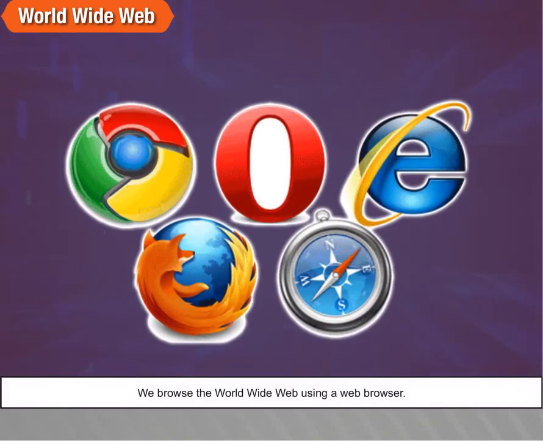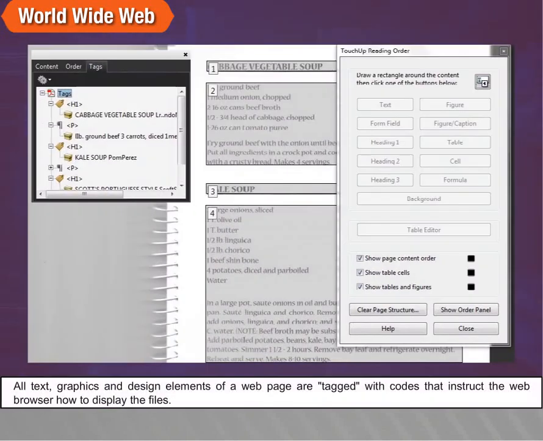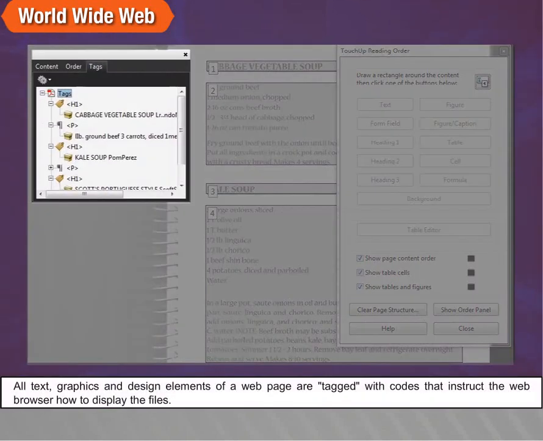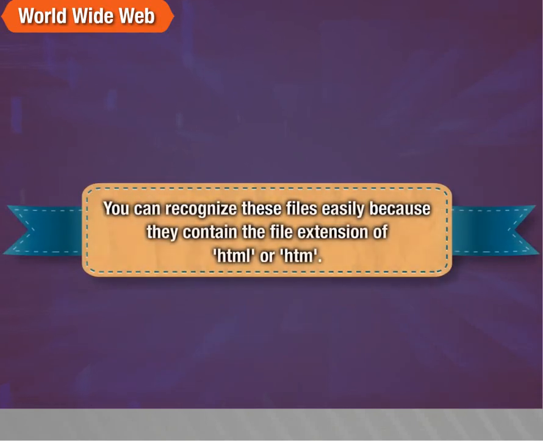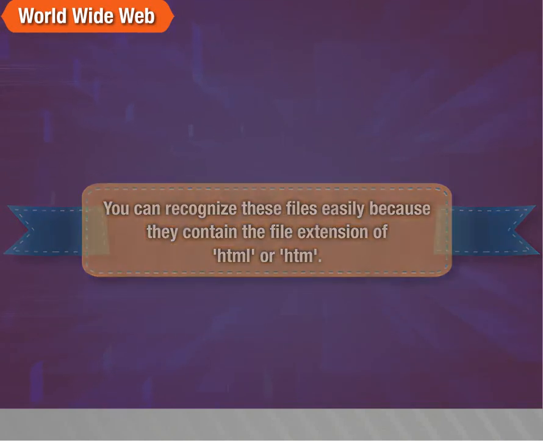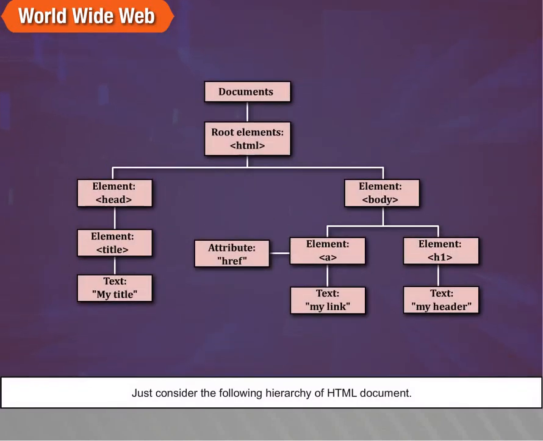We browse the World Wide Web using a web browser. All text, graphics, and design elements of a web page are tagged with codes that instruct the web browser how to display the files. You can recognize these files easily because they contain the file extension of HTML or HTM. Just consider the following hierarchy of HTML document.